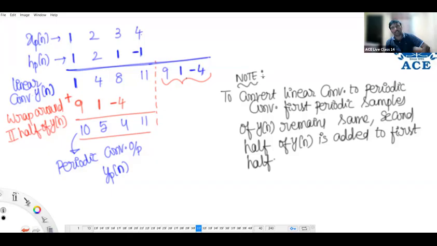I hope the technique is clear for everyone. First step, checking the length of the samples. Second step is the linear convolution answer. Last step I have written on this slide. To convert ordinary to periodic, what do we have to do? First periodic samples of y of n remain the same. Second half of y of n is added to the first half. Is this method for periodic convolution clear for everyone?